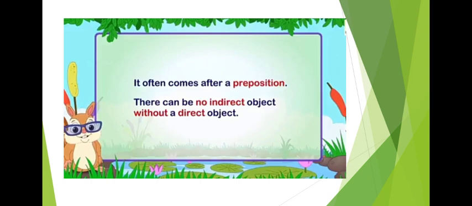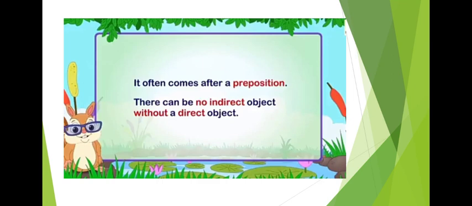Indirect object often comes after a preposition. So here, another way to identify an indirect object is that it will often be introduced by a preposition. There will always be a preposition before the indirect object.